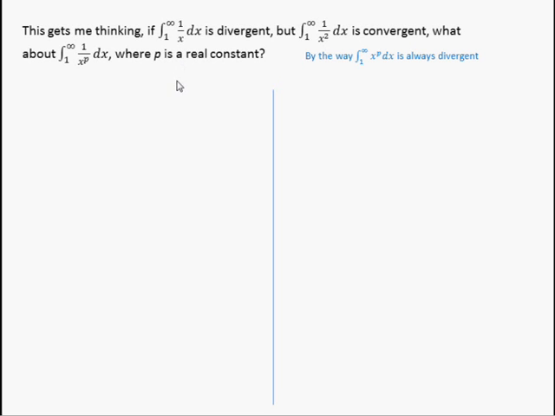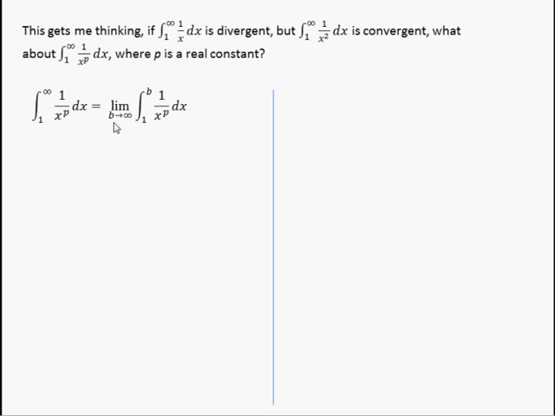Okay, just by the way, if it was, instead of 1 on x to the p, just x to the p, it's always going to be divergent. Just think of that, okay? Y equals x, it's always increasing. Y equals x squared, it's always increasing if we go from 1 to infinity. Just look at what the graph looks like and think about the area underneath. You'll see that it's always increasing, so it's always divergent. Okay, let's see what happens with the integral of 1 over x to the p.